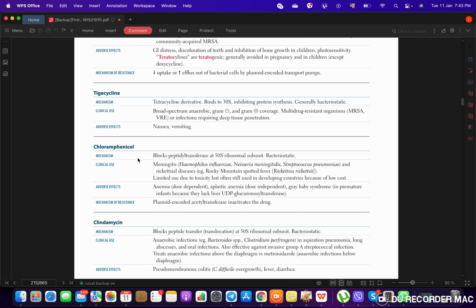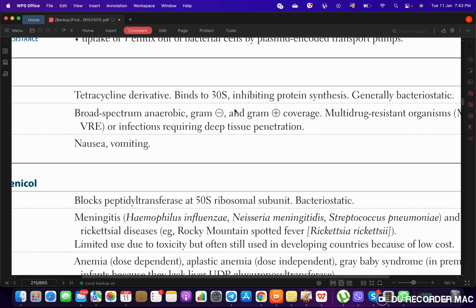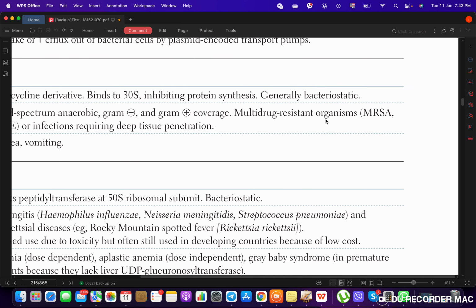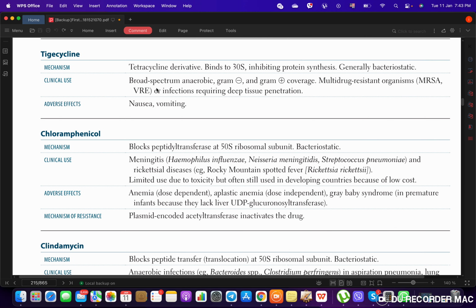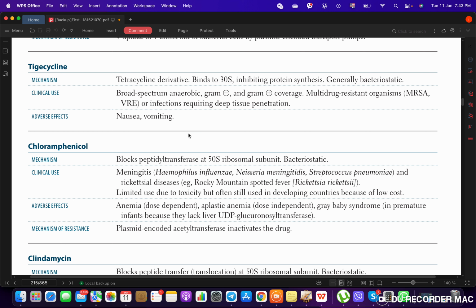So yeah, it's a tetracycline derivative that binds to the 30S, which inhibits protein synthesis. It's also bacteriostatic. It's broad, it can be used against what? Everything. So it can be used for broad-spectrum anaerobe, gram-positive and gram-negative coverage, and multi-drug resistant organisms like MRSA and this horrible guy, the vancomycin-resistant enterococcus, or infections requiring deep tissue penetration.